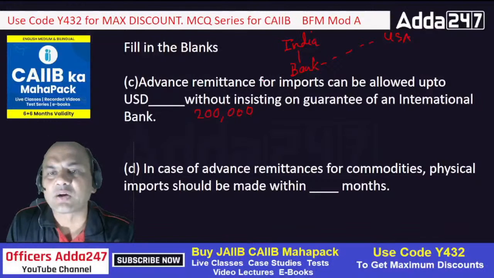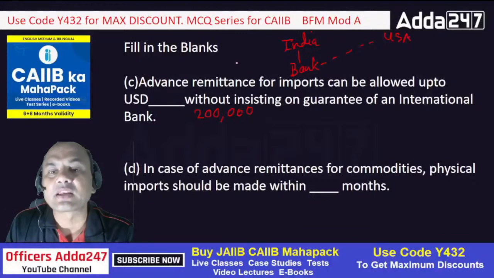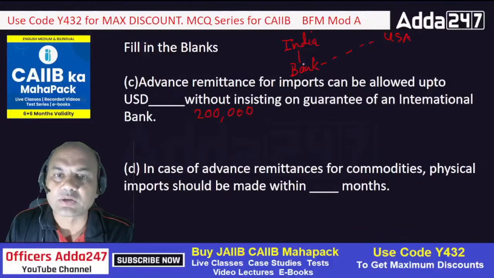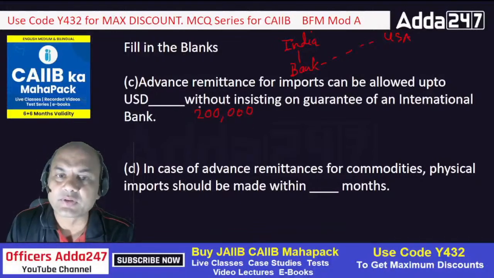guarantee. See here, what does counter guarantee mean? Suppose I am a buyer in India. My bank has to give a guarantee on my behalf to this USA client. But why will my bank give it to me? Is it a relative of mine? No. So this bank will ask for some other counter guarantee from some foreign bank. That is known as counter guarantee. Without insisting on this counter guarantee, the amount is 2 lakh.